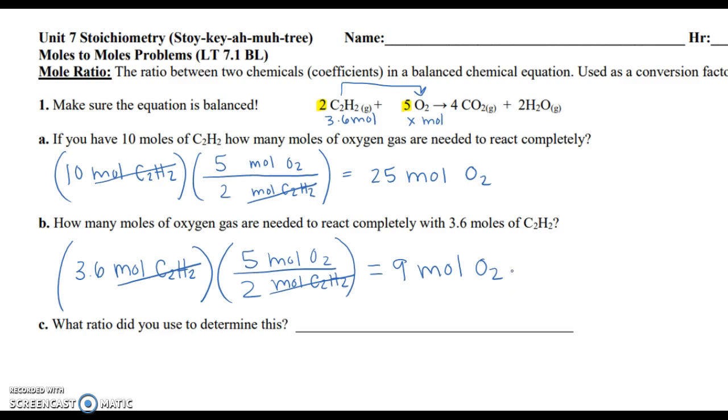For letter C, the ratio that I used is the mole ratio. And that's the ratio of moles in a balanced chemical equation. And the ratio of moles comes directly from the balanced chemical equation. Now you go on and try the next mole-to-mole problem.